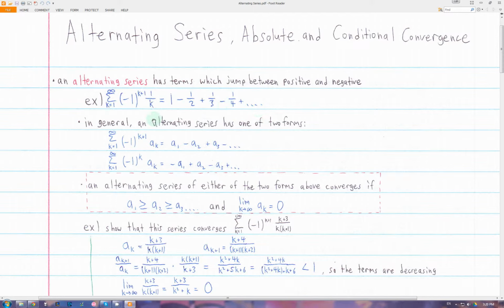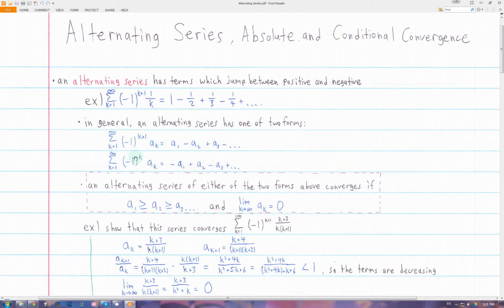And so, an alternating series has one of two forms usually. We have some general term here, and then a negative one to the kth power or the k plus 1 power. And that's what makes it alternate. And if we have an alternating series in one of these two forms, then we can test for its convergence.